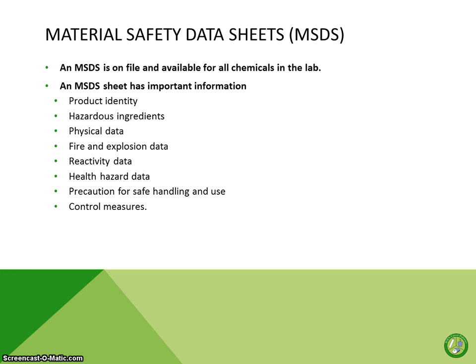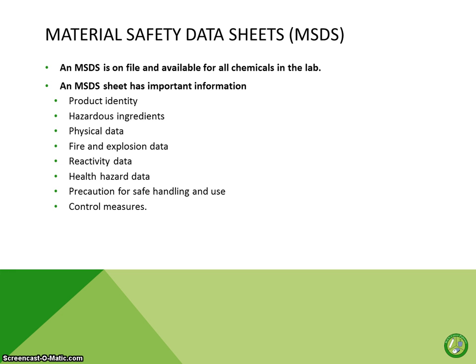The material safety data sheets must have the following information on them. Product information. This would be like a trade or a common name, so like ethyl alcohol or ethanol. Hazardous ingredients of the product, including exposure limits. Physical and chemical characteristics of the product, for example, how the chemical behaves at certain temperatures or what its boiling point is. Fire and explosion data, if it exists, and if there is a fire hazard, how to proceed.